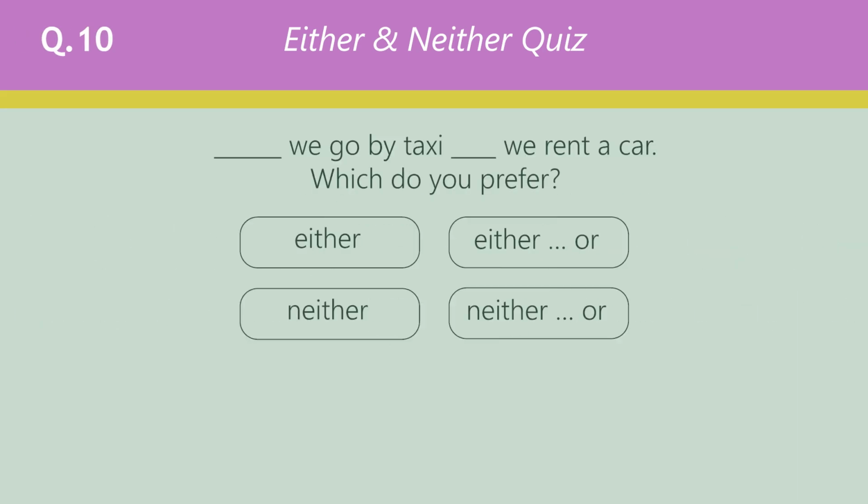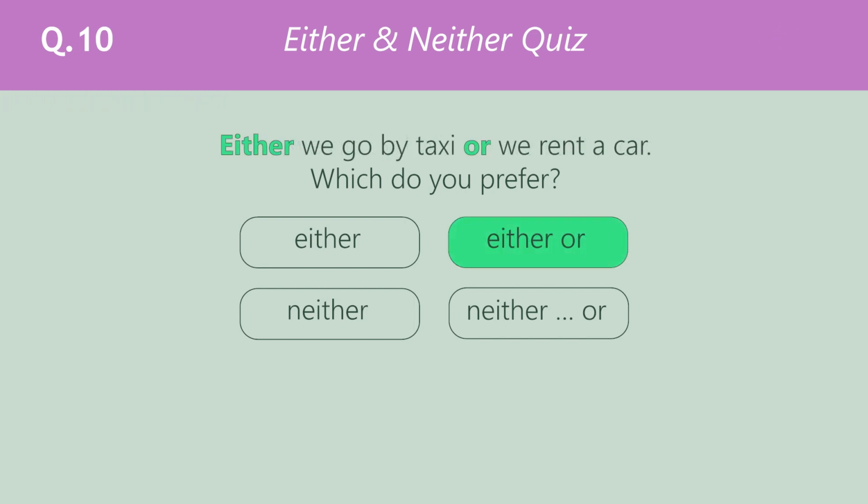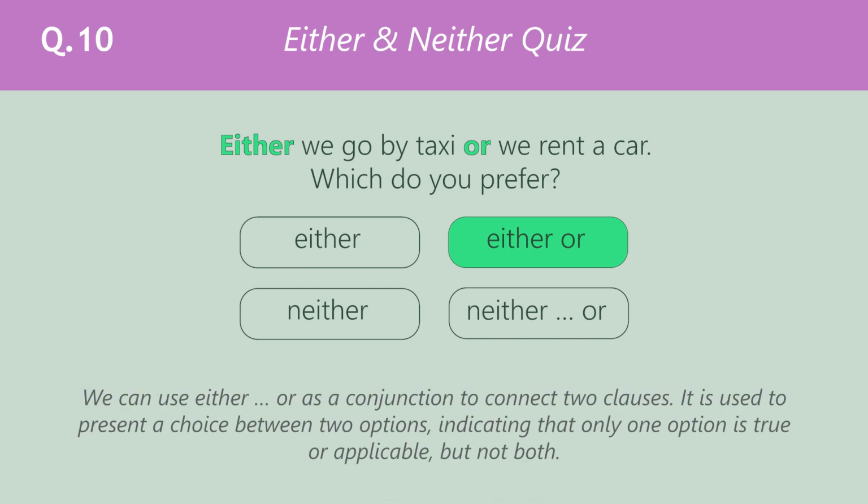Question 10. Either we go by taxi or we rent a car. Which do you prefer? We can use either or as a conjunction to connect two clauses. It is used to present a choice between two options, indicating that only one option is true or applicable, but not both.